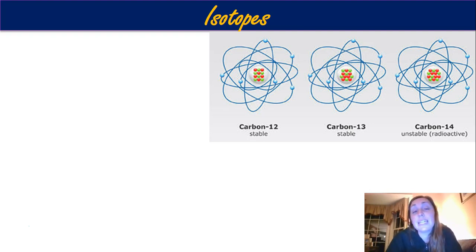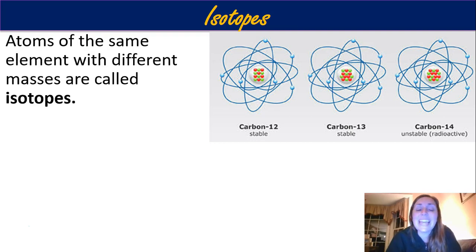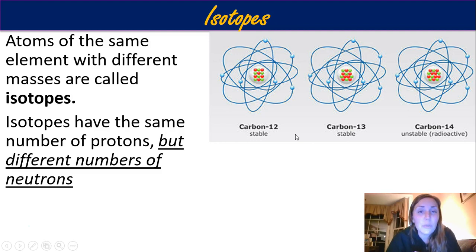The other thing we need to know is an isotope. What is an isotope? And I said it briefly earlier in the video, so what was I talking about? Atoms of the same element, but they have different masses, are called isotopes. So see here, I have three types of carbon. I've got carbon 12, carbon 13, and carbon 14. They are all carbon, so they have the same number of protons in the nucleus, but their masses are different. So isotopes have the same protons, but different number of neutrons, and that's what gives the different masses.